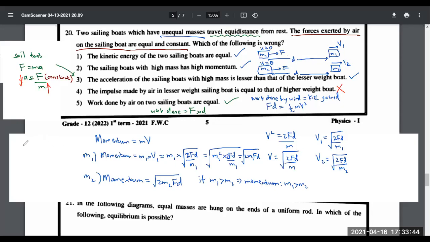Now talking about impulse, we know force into time is equal to change in momentum. Now what is the change in momentum of this boat? It is m1v1 minus 0. Initial momentum is 0. What is the change in momentum of this one? That is m2v2 minus 0. So that is m2v2, and they are not equal. Change in momenta are not equal. Therefore, impulses are not equal. But the fourth statement says the impulse made by the lesser weight sailboat is equal to that of the higher weight sailboat. This equal part is incorrect. So the answer is 4. All right. So it's a matter of just analyzing these. Not that hard. Just focus on work done and energy.